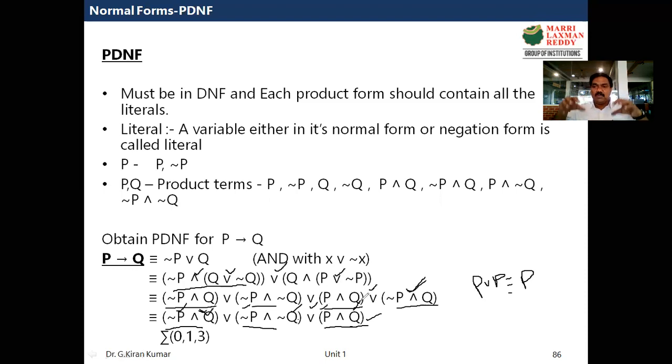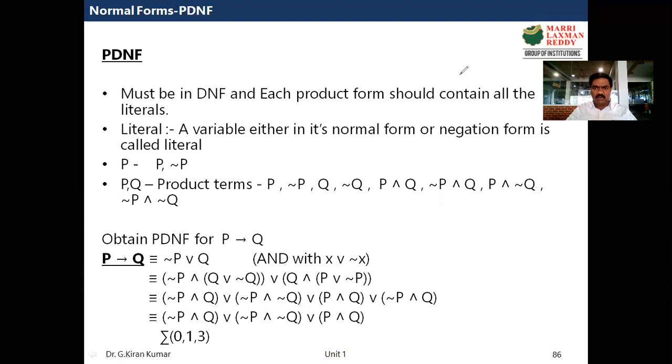So a principal disjunctive normal form is basically a disjunctive normal form. And disjunctive normal form is basically the sum of elementary products. Okay. But what is the difference? In PDNF, this product term should contain all the literals. That is an important point. Okay. So now, after this, we can give some numbers to it. Okay. So let me explain it quickly how we give numbers.